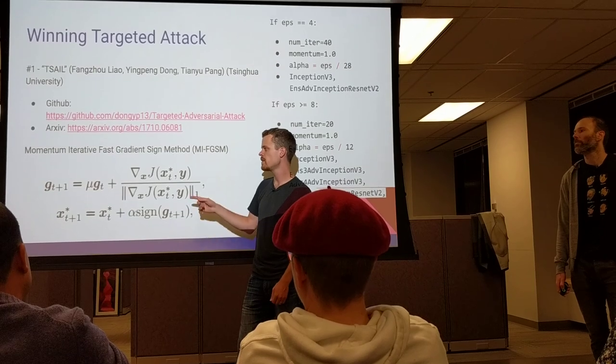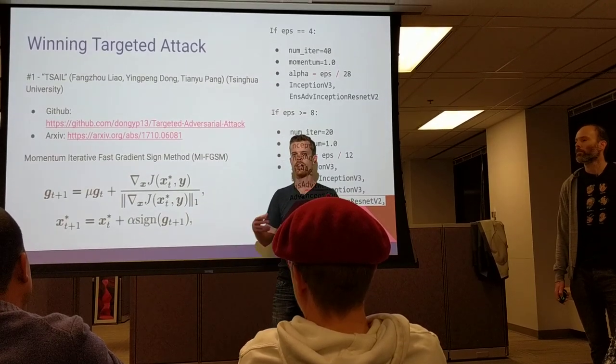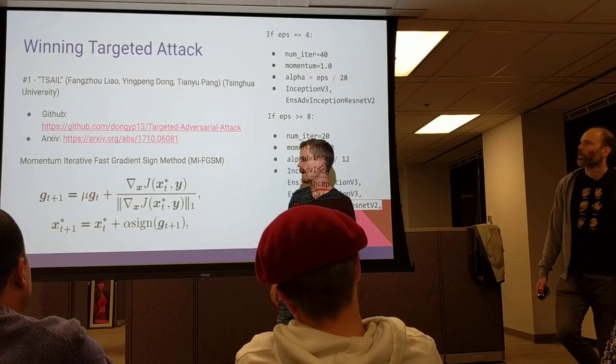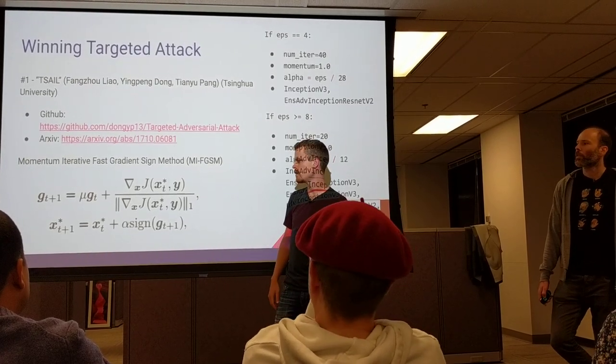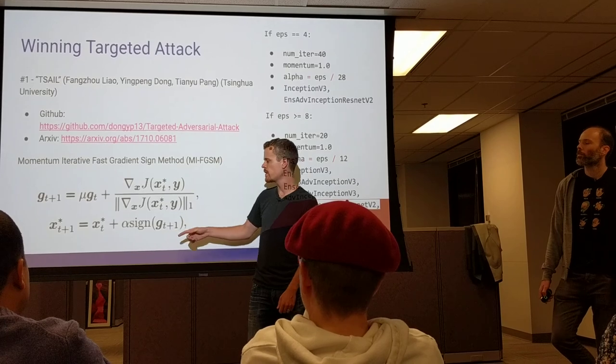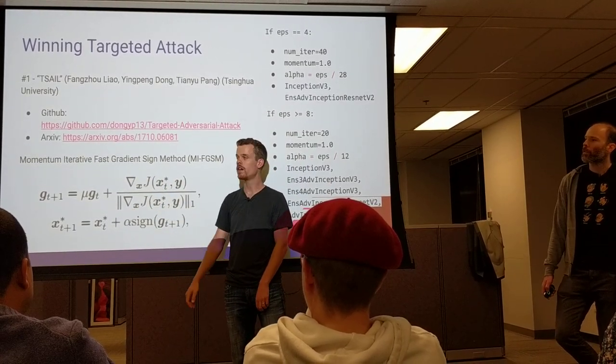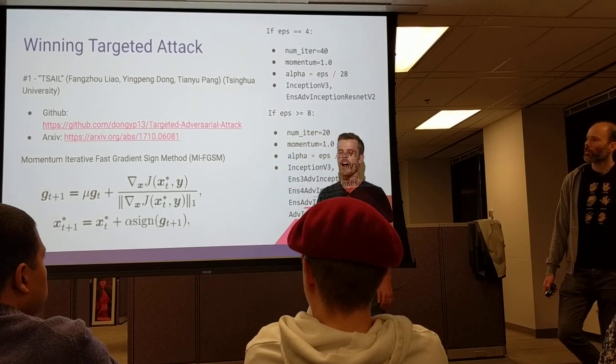What this means is they're not just acting on the current gradient all the time; their gradient has some recent memory to it, which is a very common technique in optimization. When they're taking their steps, they just take a step based on the sign of that momentum-carrying gradient. Do they blur their gradients too?